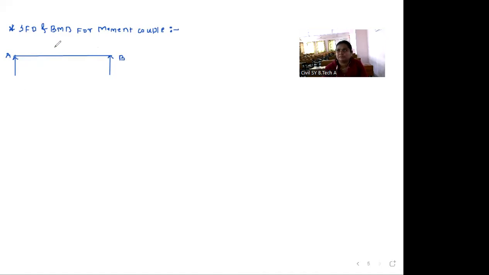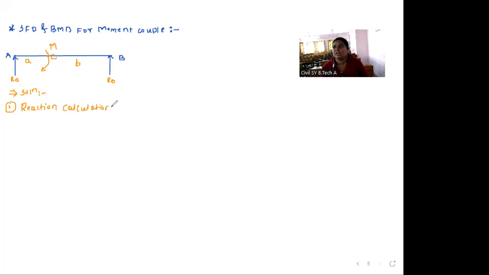So I will mark here M, and we will mark this point as C point. So the distance from A to C is a, and the distance from C to B is b. Now you tell me, what is our first step? Reaction calculation. So the first step is reaction calculations.